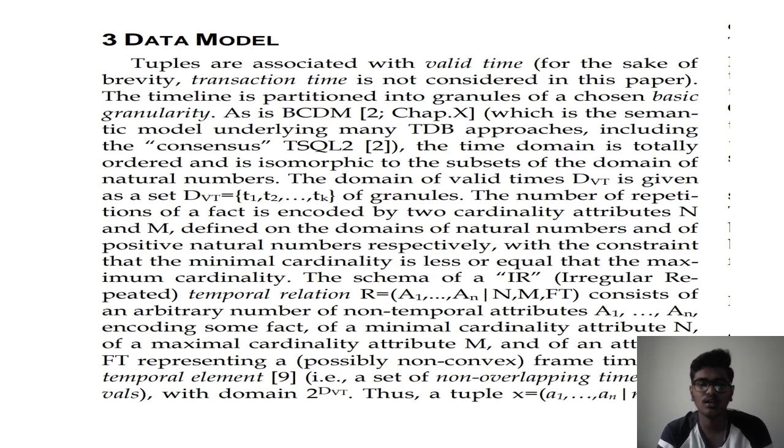The domain of valid times D_VT is given as a set D_VT equal to {t1, ..., tn} of granules. The number of repetitions of a fact is encoded by two cardinality attributes n and m, defined on the domains of the natural numbers and the positive natural numbers respectively, with the constraint that the minimal cardinality is less than or equal to the maximum cardinality. The schema of the IR (irregular repeated) temporal relation R equal to A1 through AN consists of some facts, a minimal cardinality attribute n, a maximal cardinality attribute m, and an attribute ft representing a frame time as a temporal element, a set of non-overlapping time intervals.